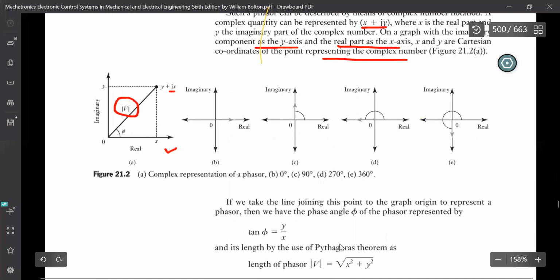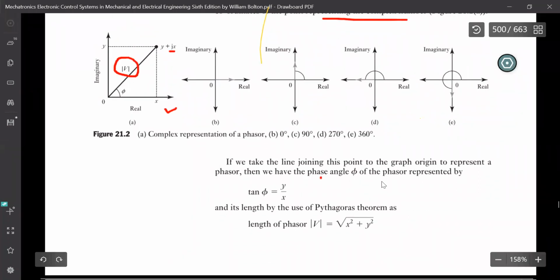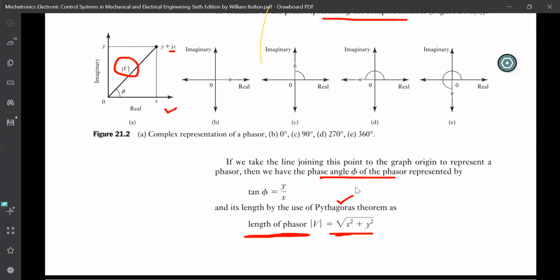If we take the line joining the point and we try to find out the phase angle for the phasor, this comes out to be y upon x. And what would be the length of the phasor? This is important. The length of the phasor would be nothing but under root of x square plus y square, simply following the Pythagoras. You must remember that this is how we calculate the length of the phasor, because this is important while I will be discussing first order and second order systems with you. At that time, we'll be trying to find out the angle as well as the length of the phasor.